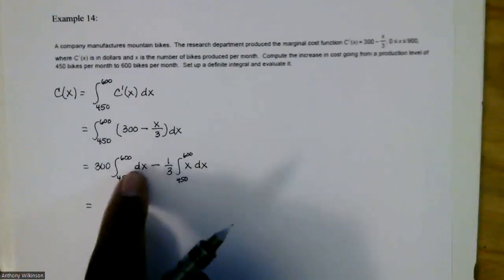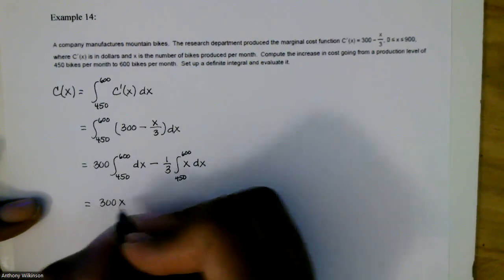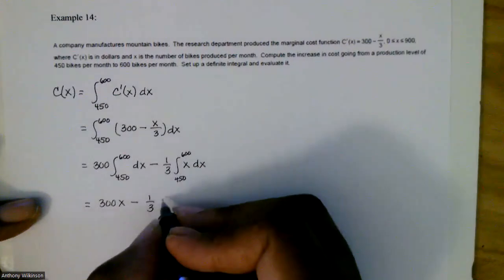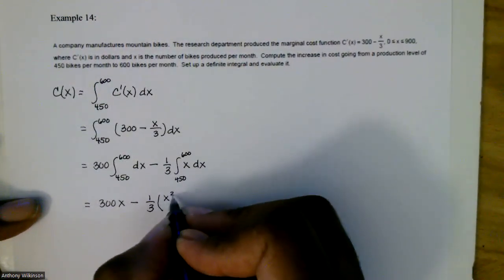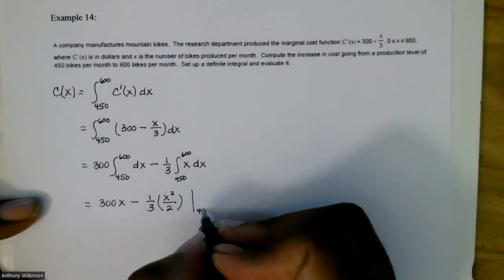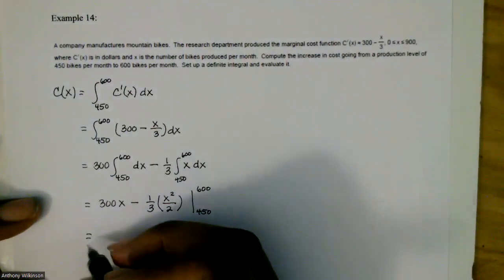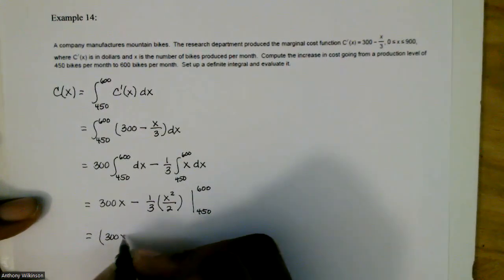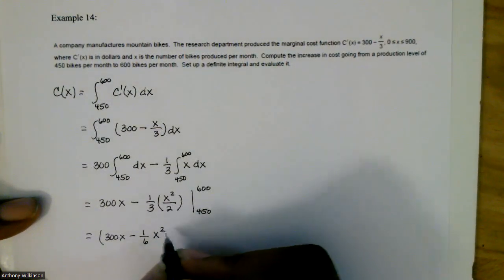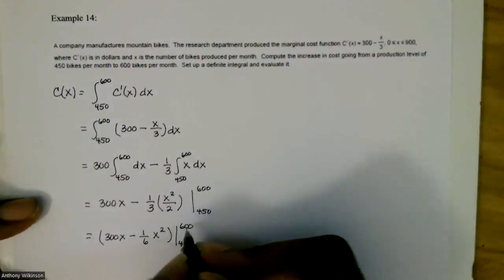So now the integral of dx is just going to be x. So I'm going to have 300x minus 1/3. The integral of x, we increase the power by 1, so it'll be x squared divided by that new exponent of 2. And all of this will be from 450 to 600. So if I simplify this a bit, I'm going to have 300x minus 1/3 times a half will be 1/6 x squared from 450 to 600.